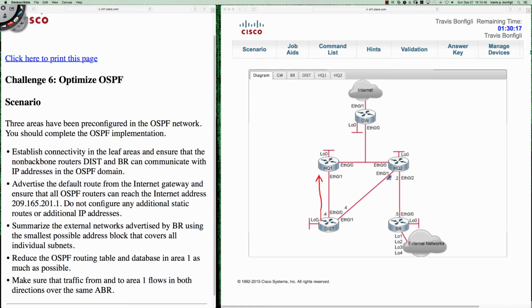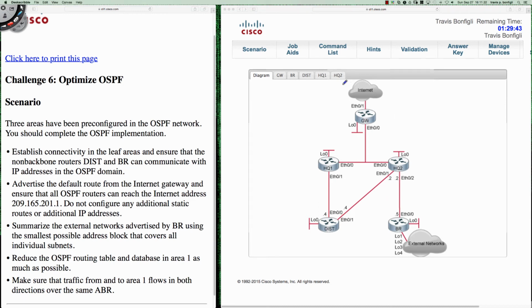Now, we also want to make sure that's the route all traffic is coming in, right? So we're going to have to make this path right here, these two interfaces, look much worse than they do. And this is where the IP OSPF cost is going to come into play, right? So we're going to be manipulating Ethernet 01 and Ethernet 01 on the distro router and the HQ router.